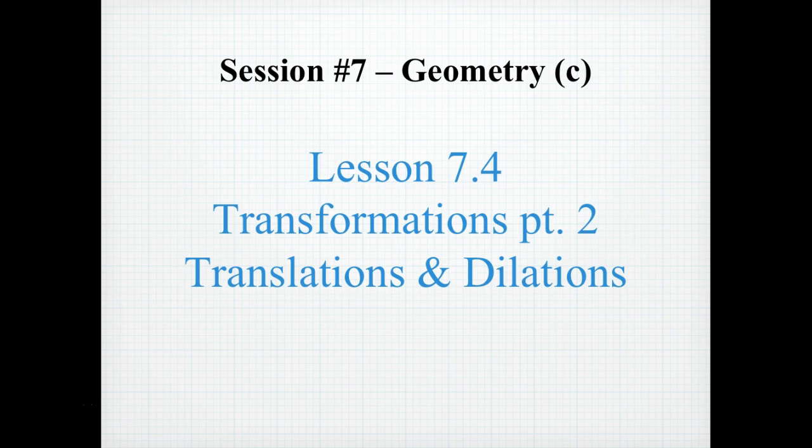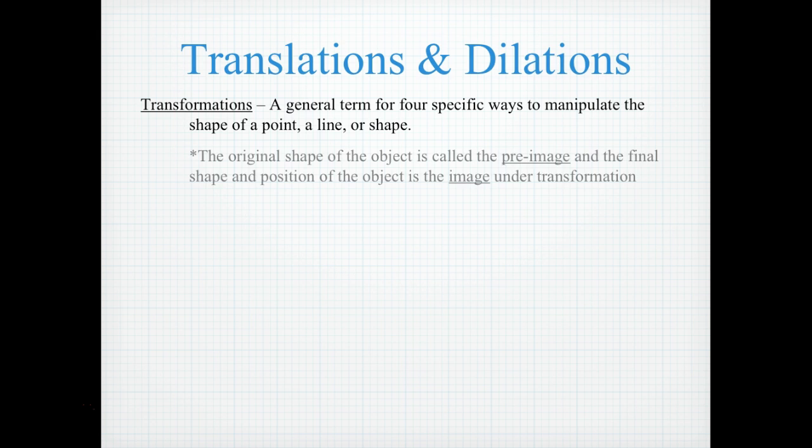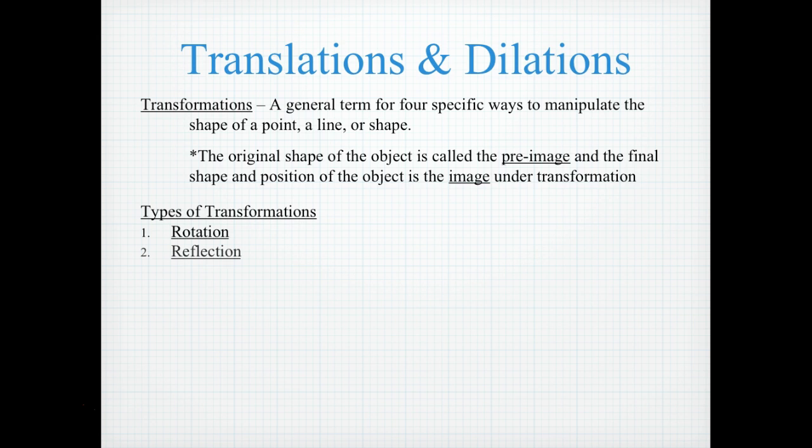Welcome to the fourth lesson in Session 7 on translations and dilations. So to review, a transformation is the general term for four specific ways to manipulate the shape of a point, a line, or a shape. The original shape of an object is called its pre-image, and the final shape and position of the object is called the image under transformation. The four types of transformations include the rotation, the reflection, the translation, and the dilation.